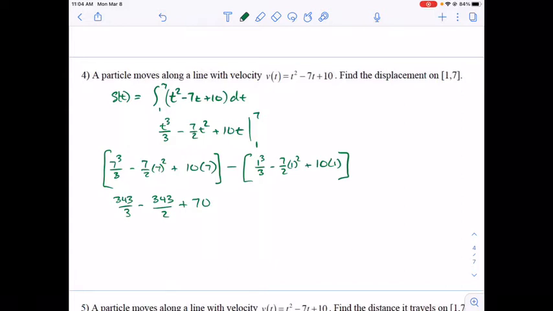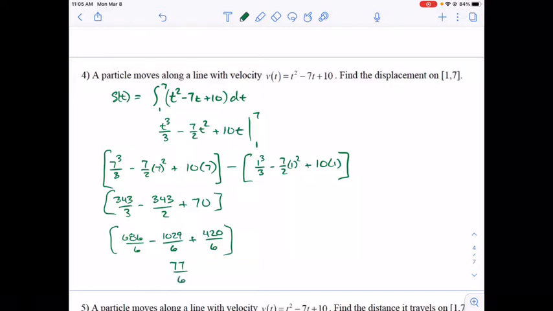Let's put them all in the same denominator, which makes it easier to work with. So this, we'll put it into 6. So this goes 686 over 6 minus 1,029 over 6. Just making equivalent fractions and multiplying by 6 here, which gives us 420 over 6. Evaluate all this here. Of course, this is still just doing this side here. And this is going to give us all the way down to 77 over 6.